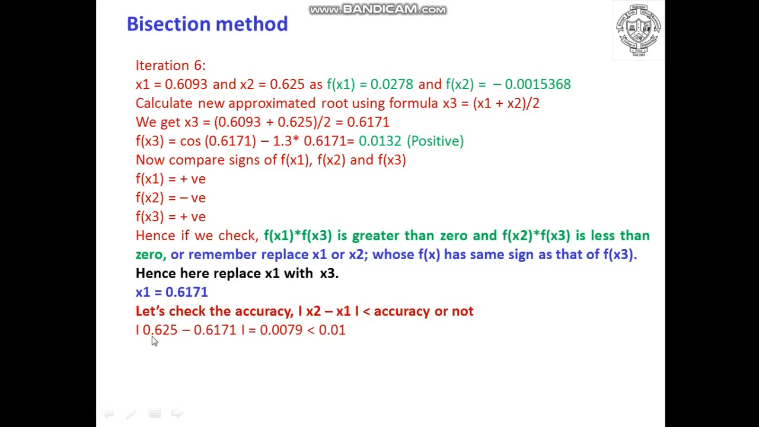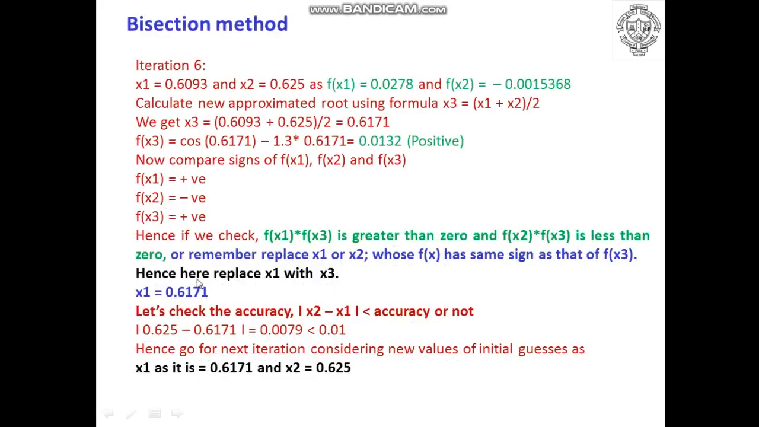So the absolute difference between x2, which is 0.625, and x1, which is 0.6171, the answer is 0.079. Now if you see, this is less than 0.01, hence we can consider the initial guesses as x1 replaced by 0.6171 and x2 equal to 0.625. Now if you find the midpoint between these 2 points, it will be your approximated root, which is as close as your real root. So here you can stop after finding out the midpoint between these 2 points.